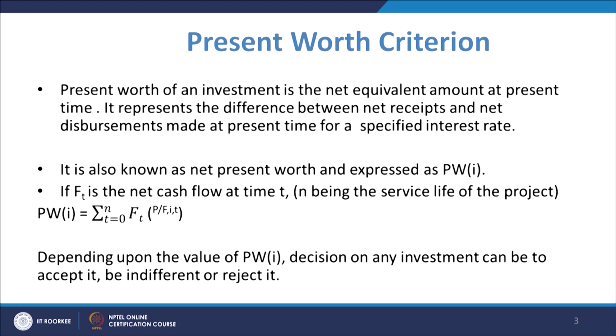So, in a particular cash flow diagram, you will have either receipts or disbursements. All the receipts together give a net receipt at the present time. Similarly, all the disbursements taken together give a net disbursement. The arithmetic sum of these two, because one is positive and one is negative, will give you the net present worth value. Based on that you can compare.